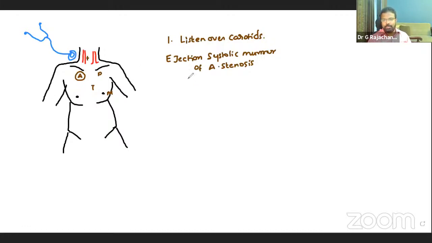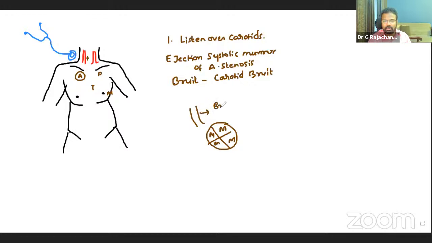There is only one possibility, that is, it is not a murmur, but it is a bruit. It is called carotid bruit. For example, this is the heart. If there is any turbulent sound heard inside the heart, it is called a murmur. If there is any turbulent sound heard outside the heart, in a blood vessel, we call it a bruit. If it is heard in a vein, we call it a hum, H-U-M.